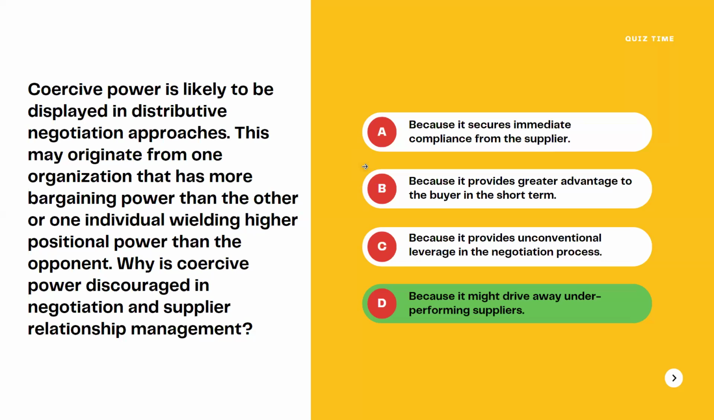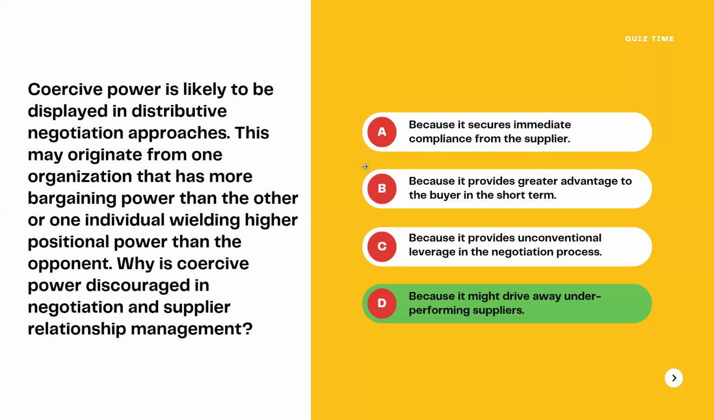If it says that it provides greater advantage in the short term, and then over time the advantage dissipates away, then I agree that B could be the answer. But it's just saying it provides greater advantage in the short term. So no problem. Maybe it may last in the long term as well. Okay, B is not the answer.